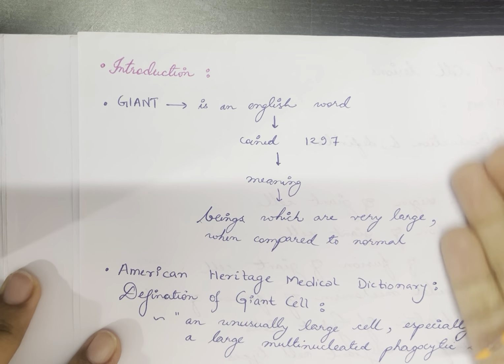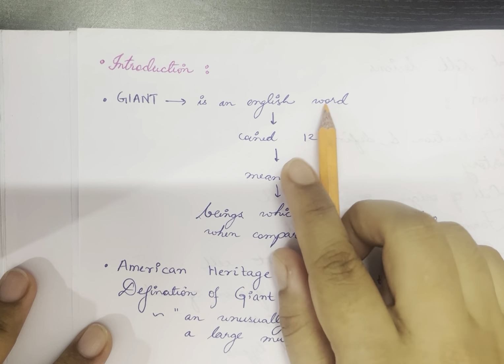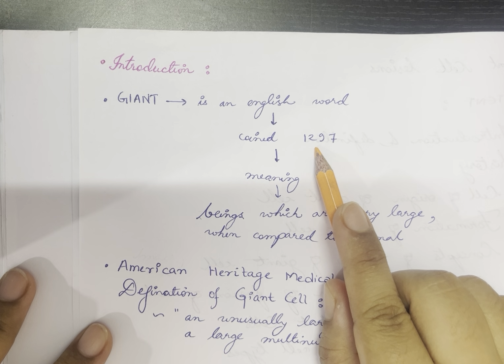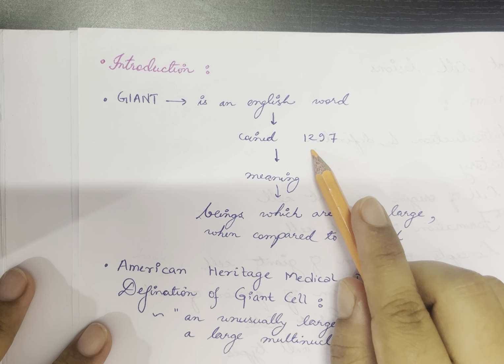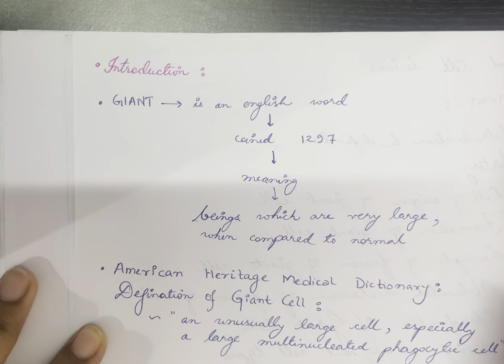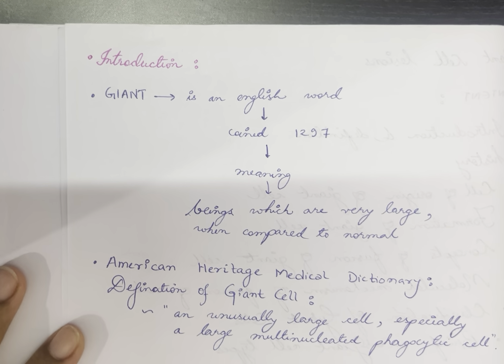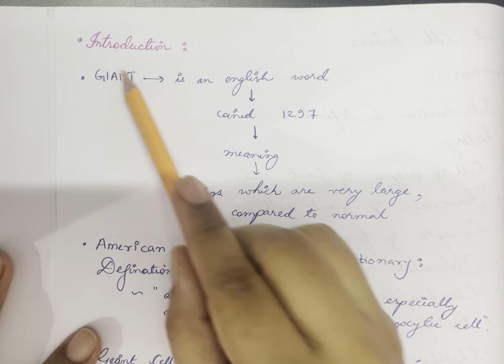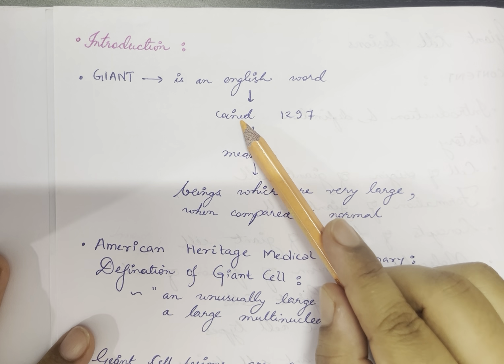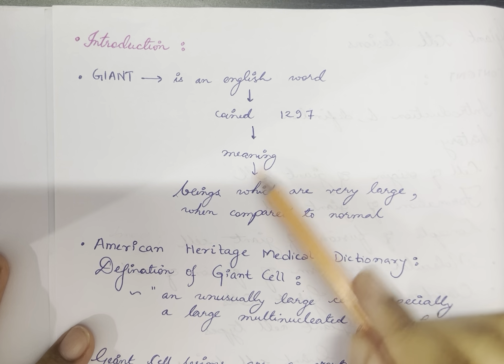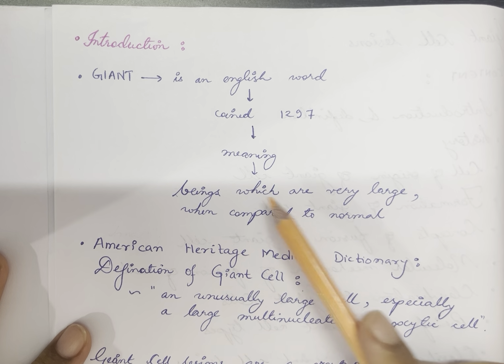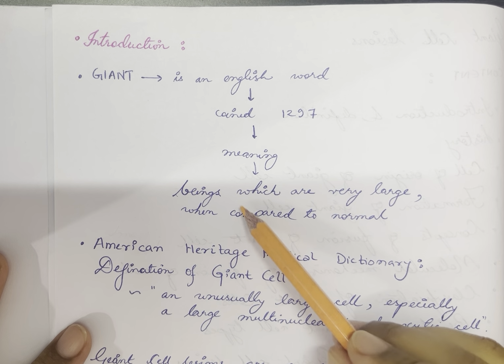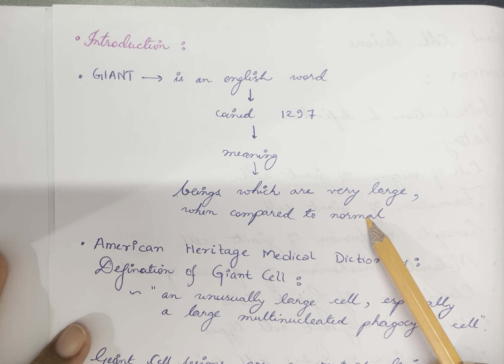Introduction to giant cells. Giant is an English word which was coined in 1297, which means beings which are very large when compared to normal.